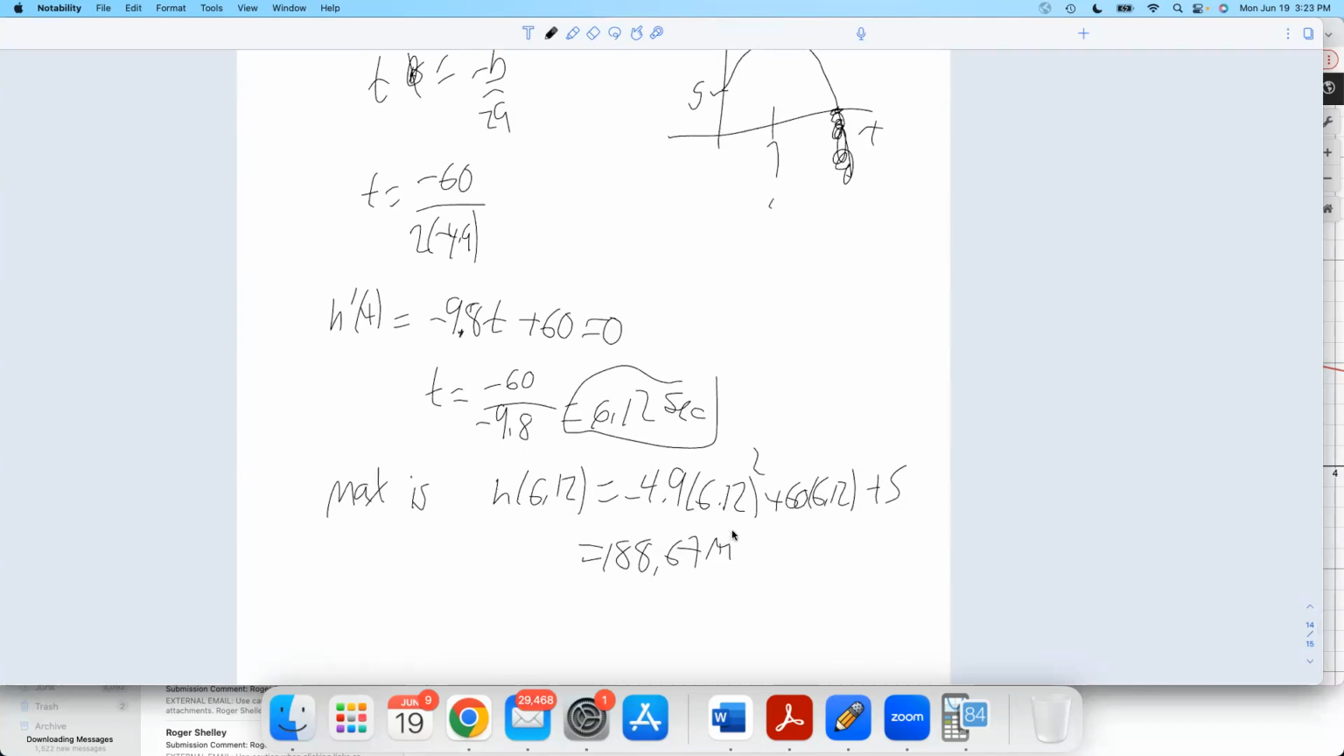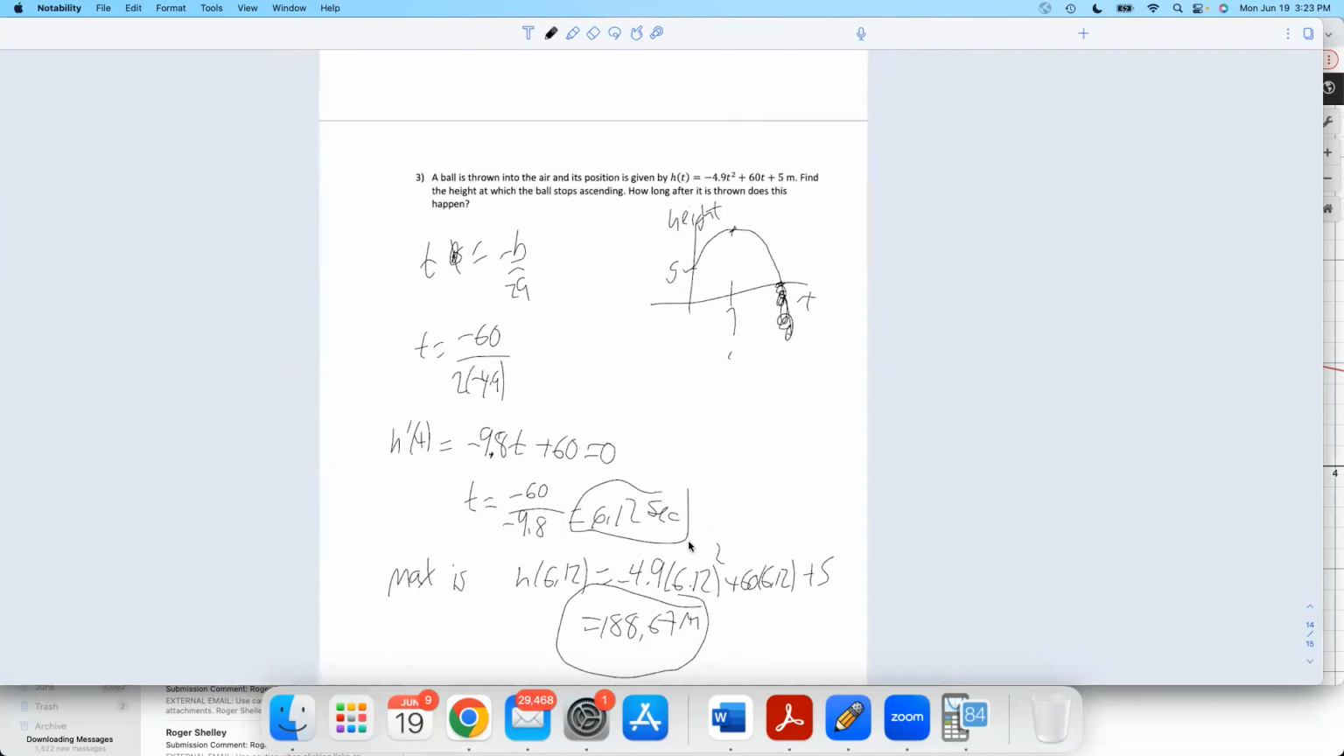Okay, just for realism here, ain't nobody in the world got an arm like that. Nobody is throwing a ball 188 meters in the air. A meter is about 3 feet. I mean, we're talking 550, almost 600 feet in the air. Nobody's going to throw a ball in the air that high. Okay, so that is not a realistic answer.